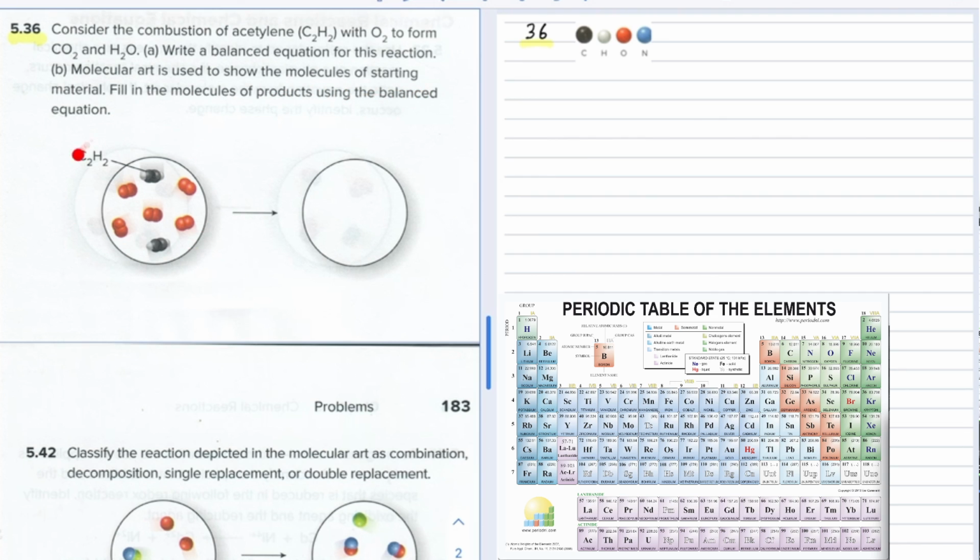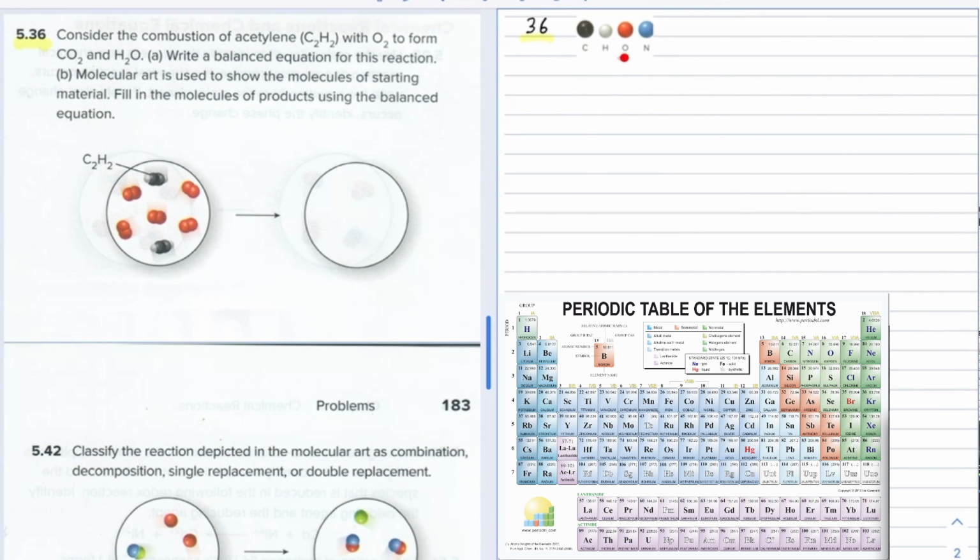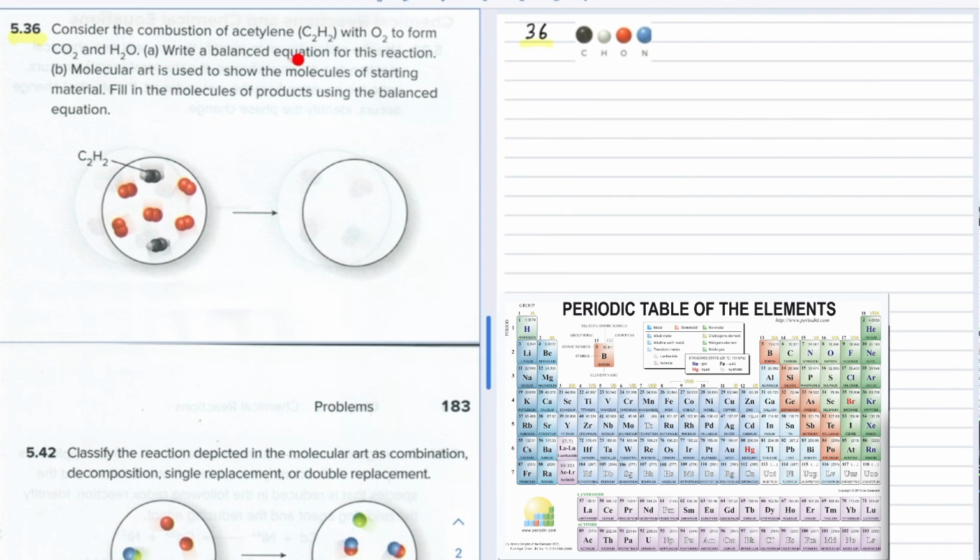So here is the reactant material. We're supposed to draw in the product material. Now, we know what colors atoms we're supposed to be using. So, first of all, let's go ahead and write the chemical equation for the reaction. The chemicals that are reacting together are C2H2, acetylene, and O2. So we put those on the left.